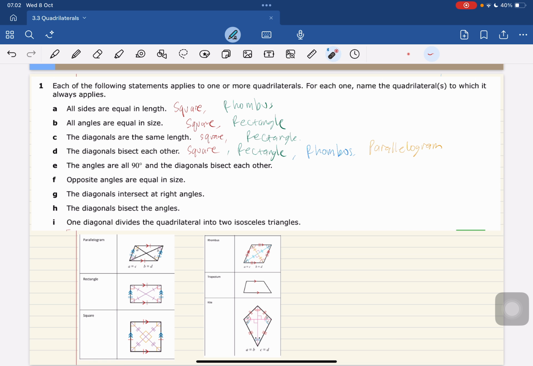Next question. The angles are 90 degrees and the diagonals bisect each other. The angles are 90 degrees and diagonals bisect each other. So 90 degrees, no 90. Okay, here now angle 90 degrees and bisect each other. So we got only two: square and rectangle.